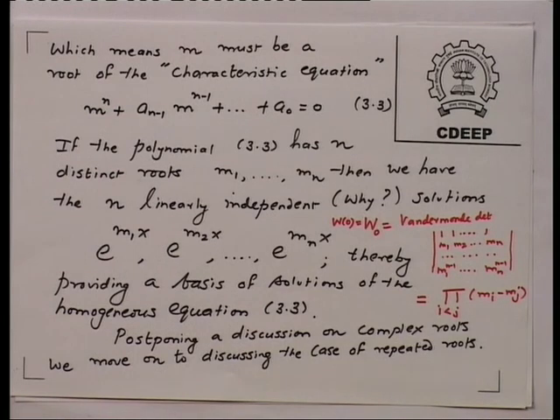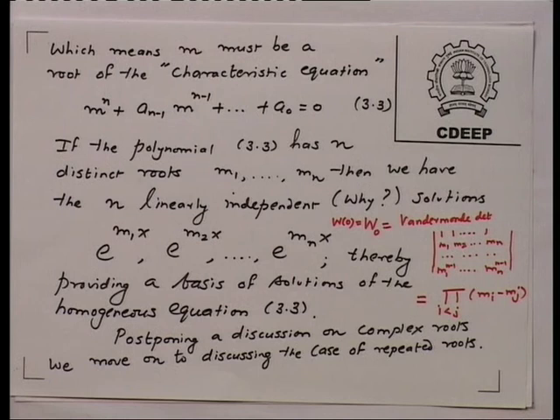Now the exponents m1, m2, etc., mn may not be real, right? After all, you have a polynomial, equation 3.3. The polynomial has real coefficients, all right, but there is no reason why the roots should be real. Take y double prime plus y equal to 0. What will be equation 3.3 in that case? Consider the equation y double prime plus y equal to 0. Then m squared plus 1 equals 0. What are the roots? i and minus i.